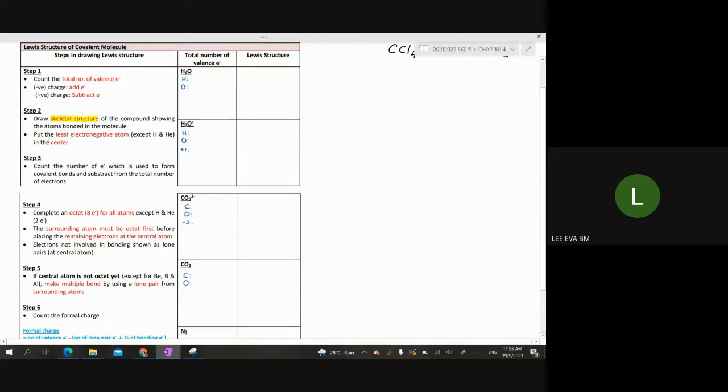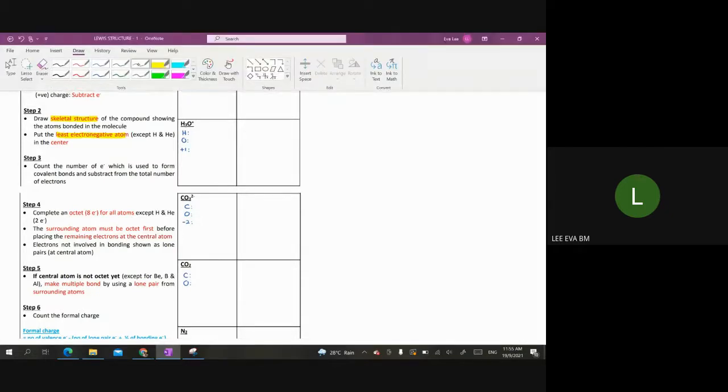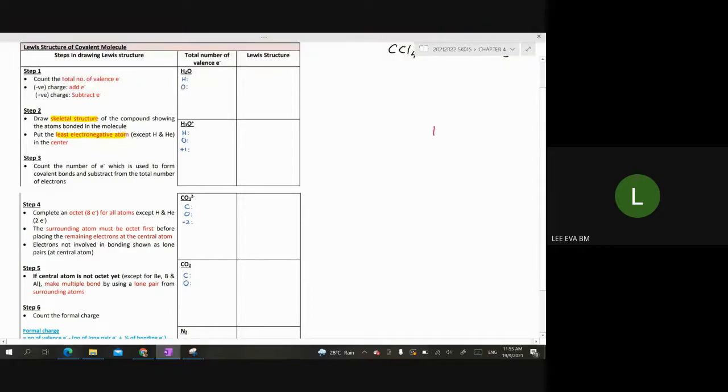Put the least electronegative atom as the center. Besides hydrogen and helium, which are always at the side because they can only form a duplet. So the least electronegative atom will be in the center. When we're talking about the least electronegative, back to your chapter 3, we have FON. If you still remember, when explaining about electronegativity, we talked about this one.